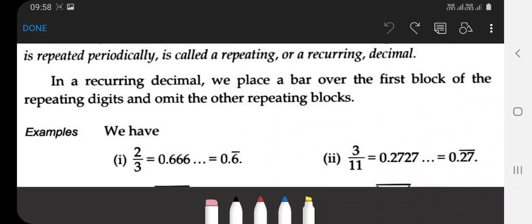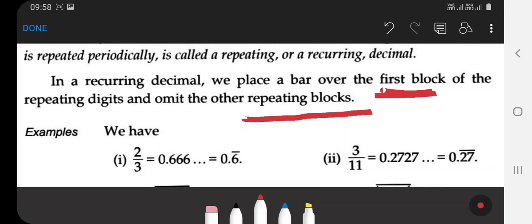Clear? So in a recurring decimal, we place a bar over the first block of the repeating digits and omit the other repeating blocks. You put a bar symbol on the first block, and omit the other repeating blocks. Clear, students?